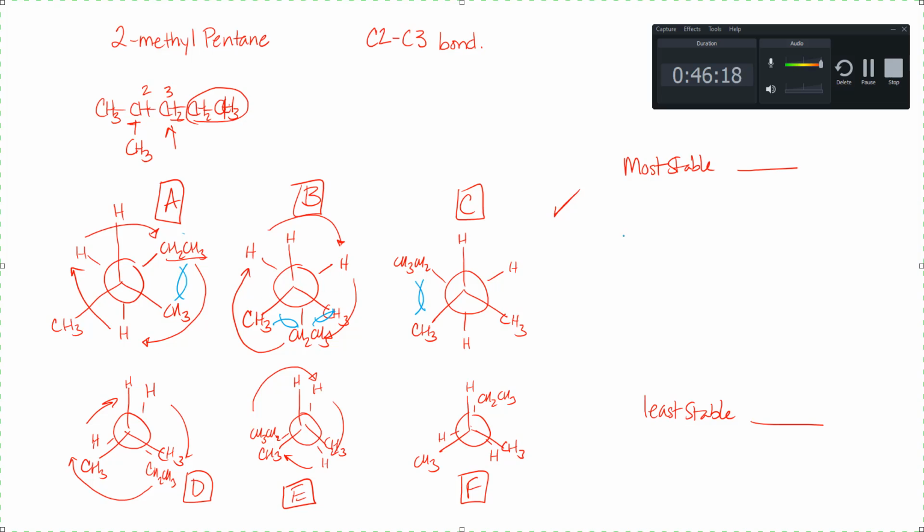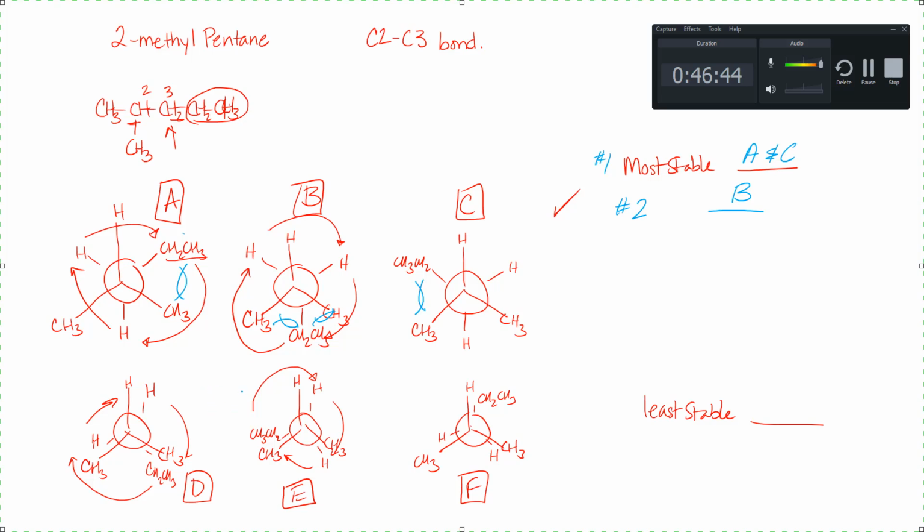So in this case, the most stable is going to be A and C that have the same energy, and then the number 2, if this is number 1, the number 2 most stable conformation would be B, because it has 2 ethyl-methyl gauche interactions. Okay.